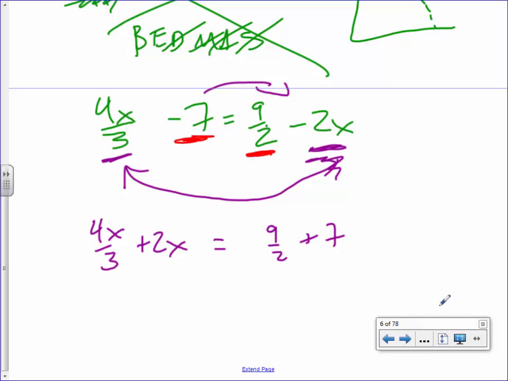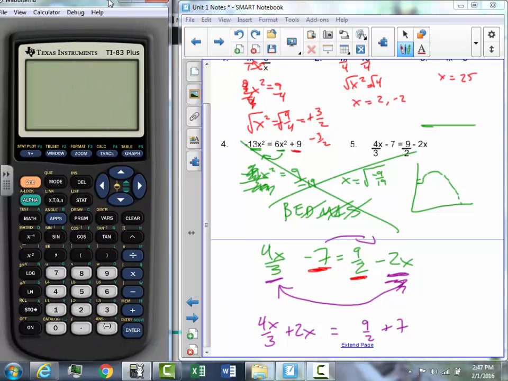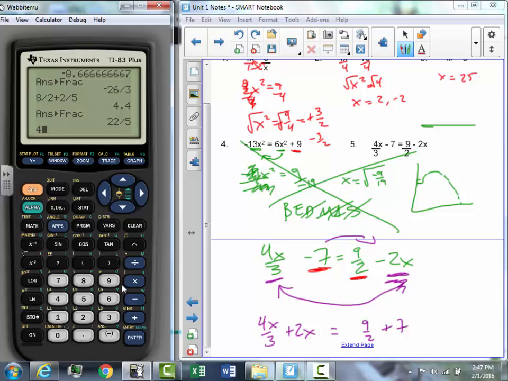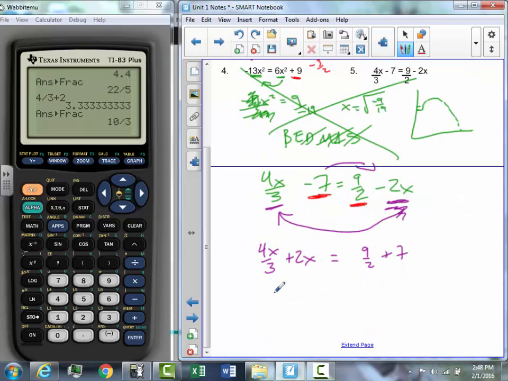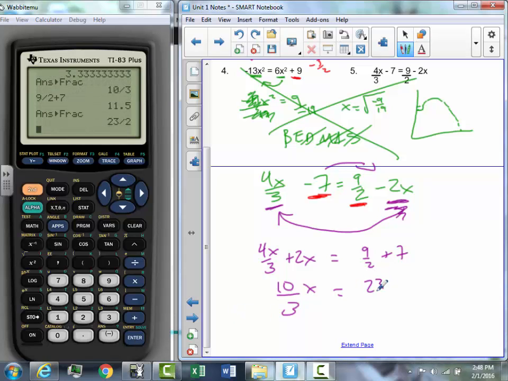So far, so good? Okay. We need a calculator. So we need to take 4 over 3 and add 2, and we'll make it into a fraction. So this side over here is 10 over 3. That's how many x's there are. Make sense? And on the other side, we've got 9 over 2. We're going to add 7. And that means there's 23 over 2.